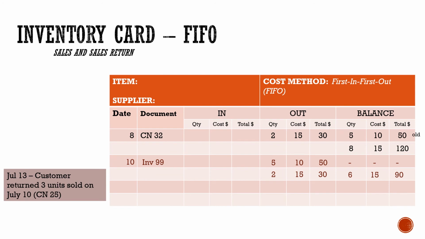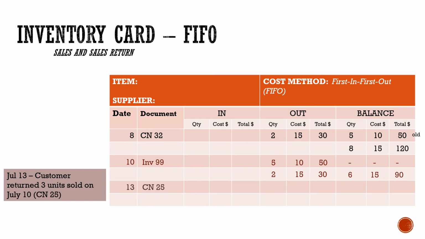Now on July 13, the customer returns to us 3 units sold on July 10. The question is, what is the cost price of the inventory that was returned to us? Was it the $10 or the $15 per unit?